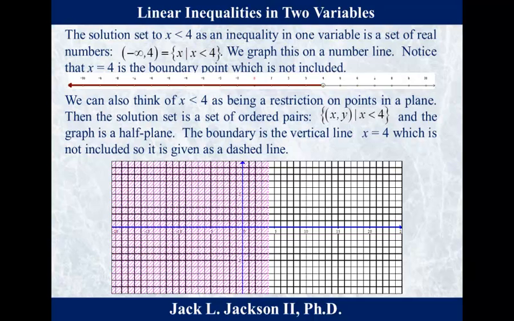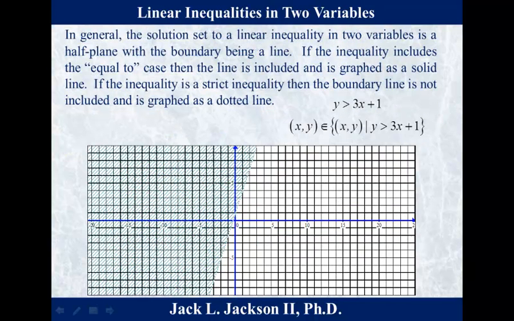Now the boundary line is going to be where x equals 4. It's not included, so it's graphed as a dotted line. And then we shade the half plane of all the points where x is less than 4. So you can see that graphed here.